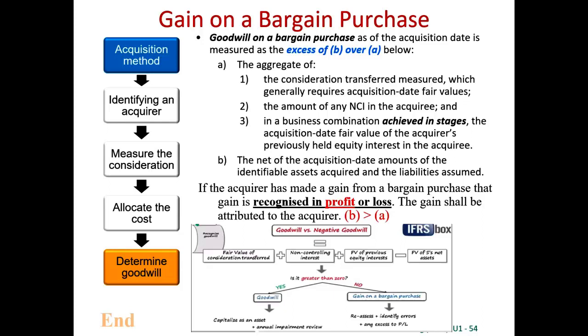Gain on bargain purchase is a profit and loss item. This is a gain, right? So before we really recognize the gain from the bargain purchase, we have to measure, we have to check all the figures because gain on bargain purchase is not frequent. Usually we cannot buy something so cheap, right? So that's why we have to check all the figures. If really what we pay is less than what we get, we recognize it as a gain, profit and loss.